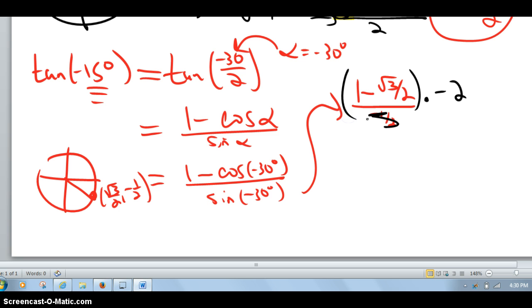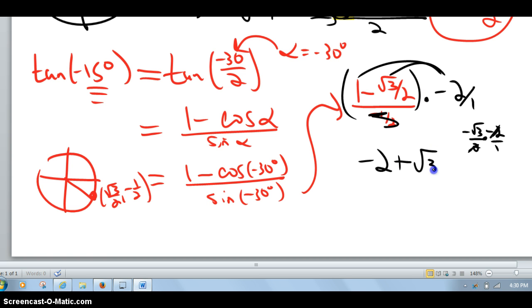Now just make sure you multiply all of it by a negative 2. So I'm going to distribute that, and I get a negative 2 minus, and if you want to put a 1 under there, you can. Numbers with numbers, radicals with radicals. So again, if I can come over here to help you out. Okay, my negatives are going to cancel, and I'm going to get a positive, and then do you see how that 2 would cancel that 2? All right, so I get positive radical 3. All right, and that is the exact value of tangent of negative 15 degrees.